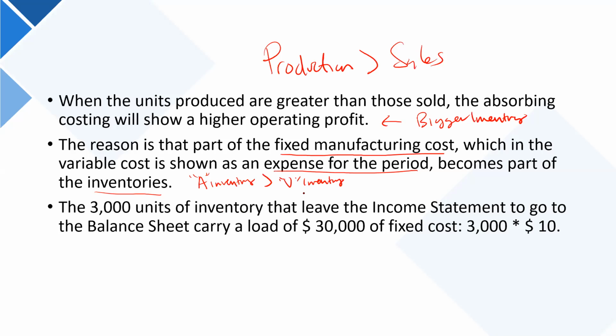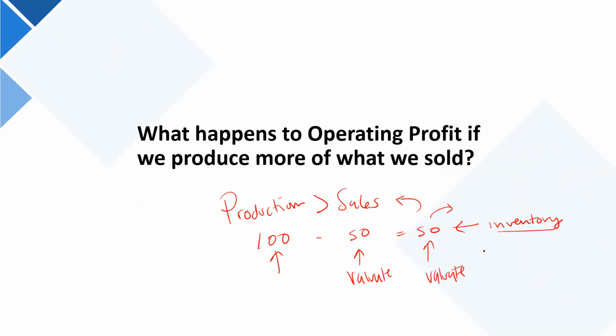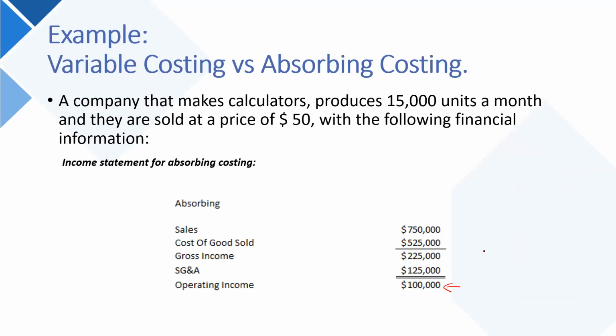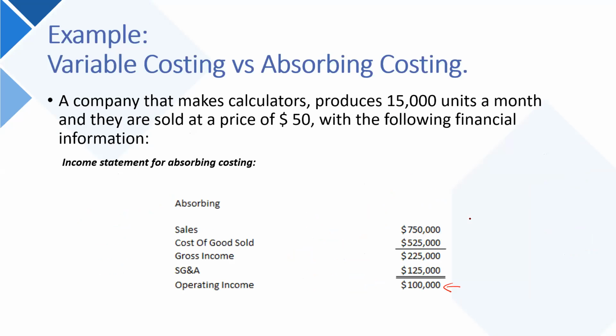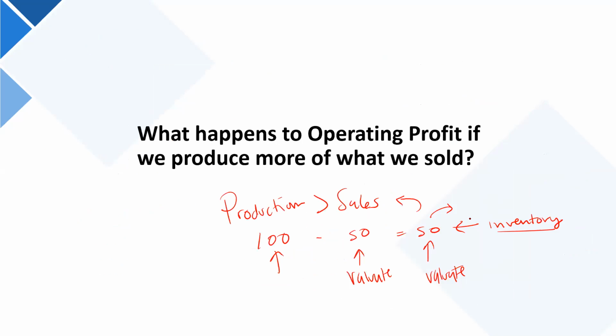The 3,000 units of inventory that leave the income statement go to the balance sheet, carrying a load of 30,000 of fixed cost. That is 3,000 units times the fixed part of the unit cost. So if we go back to the first one, you can see that the production cost is divided into variable and fixed. This is the part of the cost that goes out to the balance sheet.